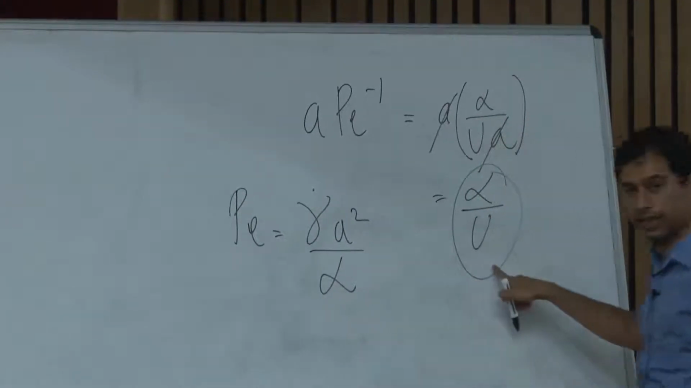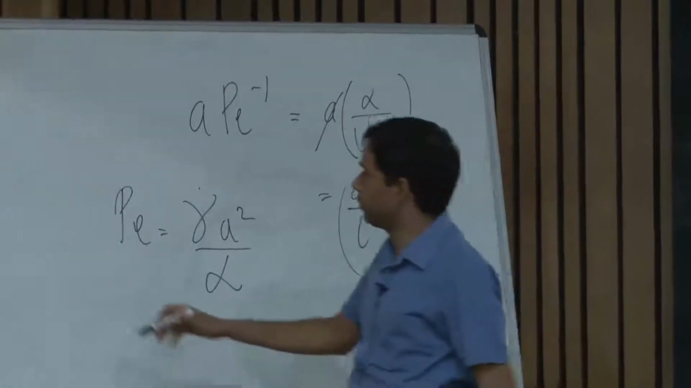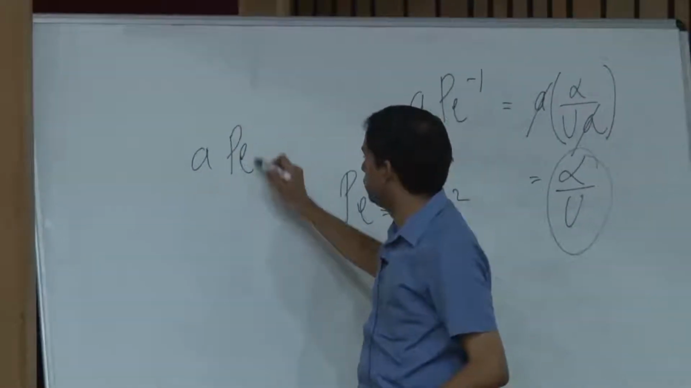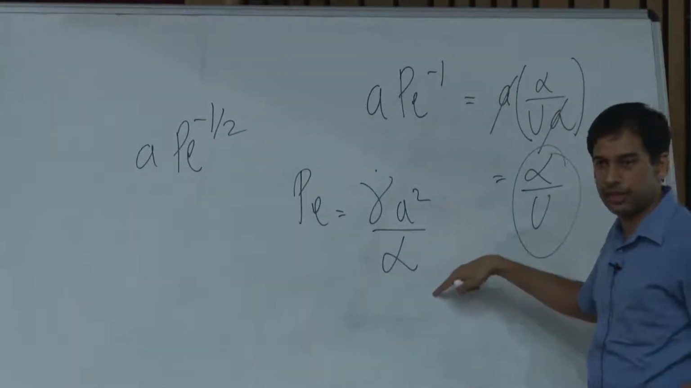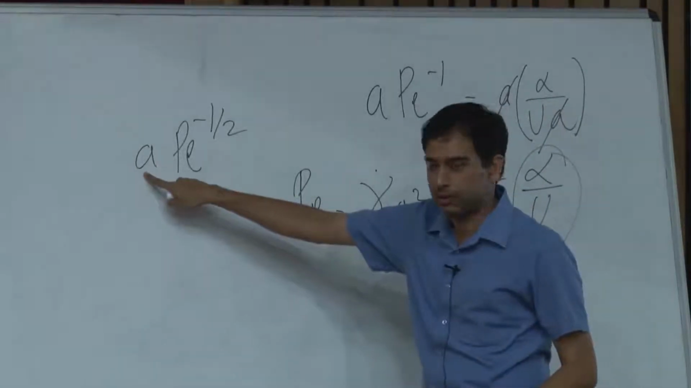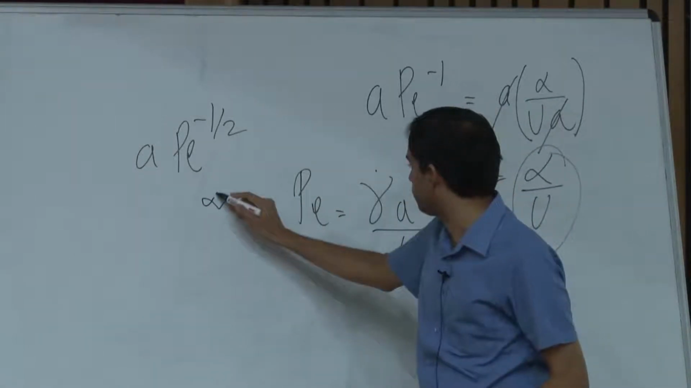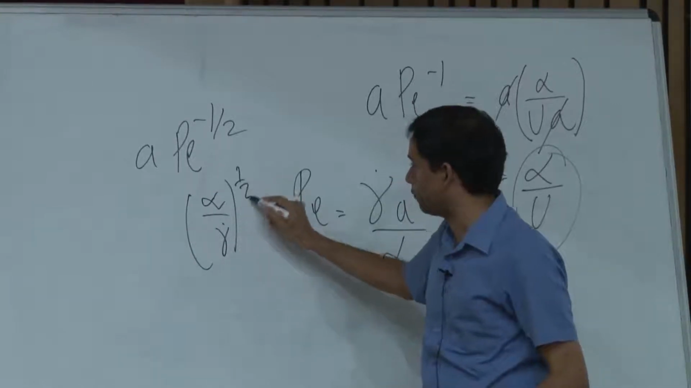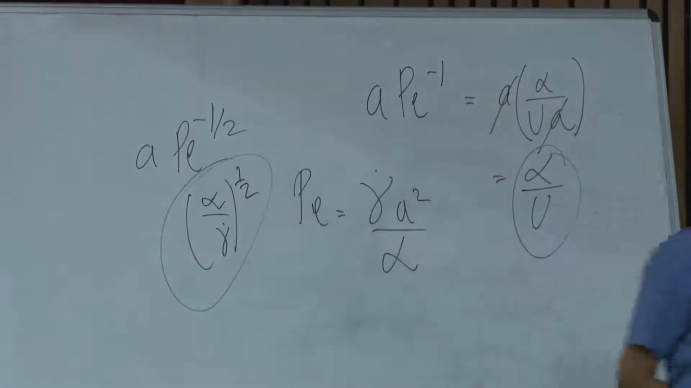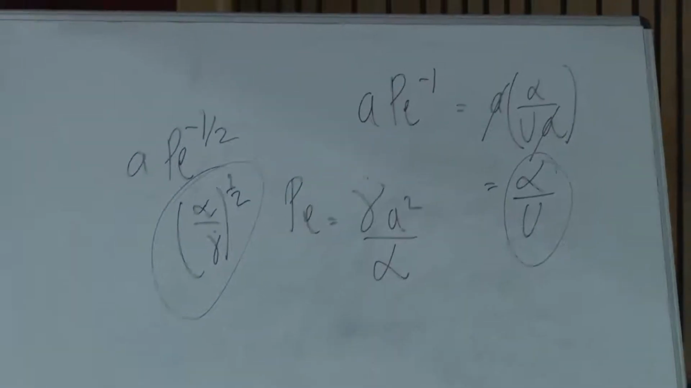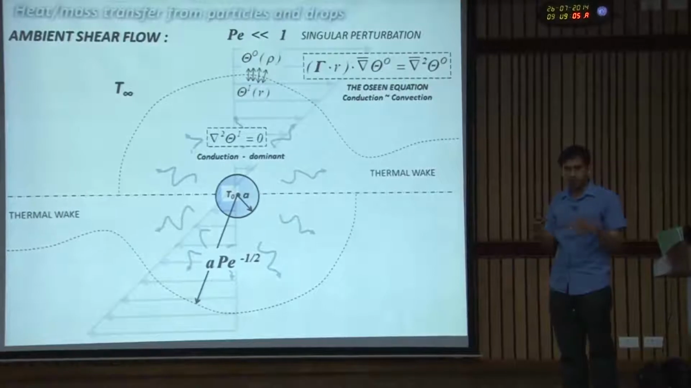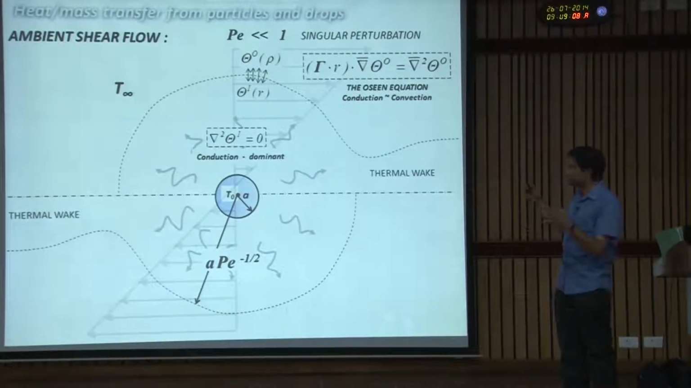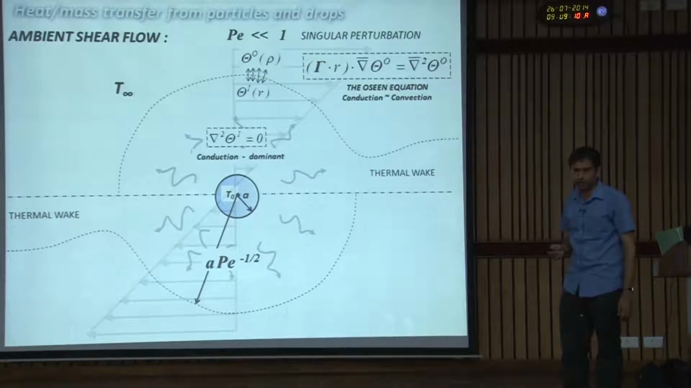And I'm looking for a length scale that is independent of a. That will only be possible if I do this. Because Peclet has an a squared, I should take a square root and then reciprocate so that the a cancels out, and then I'll have alpha by gamma dot to the half. This is the a-independent length scale that governs the temperature field at large distances. So that tells you that, remember, for small Peclet, Peclet inverse half is much smaller than 1 by Peclet. So the outer region has effectively come closer to the particle.